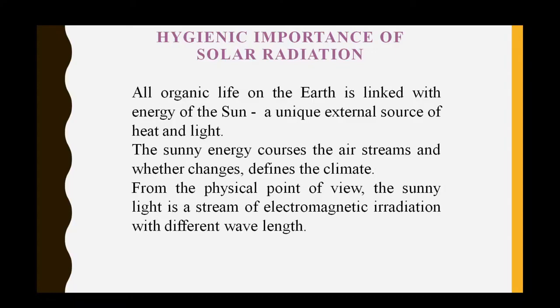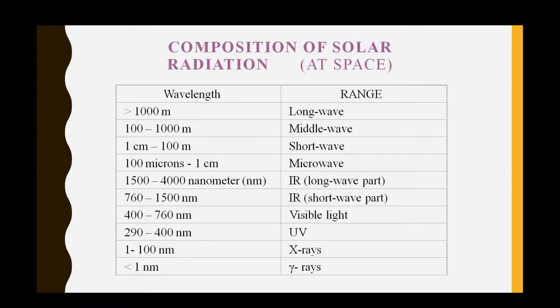From the physical point of view, the sunny light is a stream of electromagnetic radiation with different wavelengths. On this slide, you can see composition of solar radiation at space and range of these rays from long wave to short wave: microwave, infrared, visible light, UV, X-rays, and gamma rays. And all these rays have different lengths.